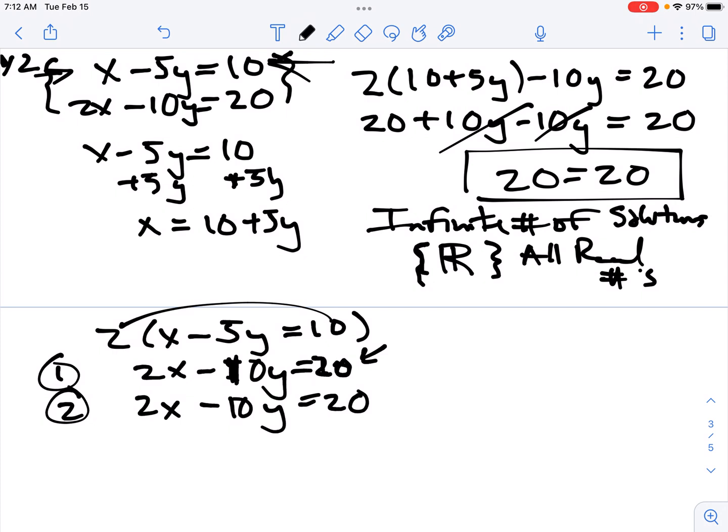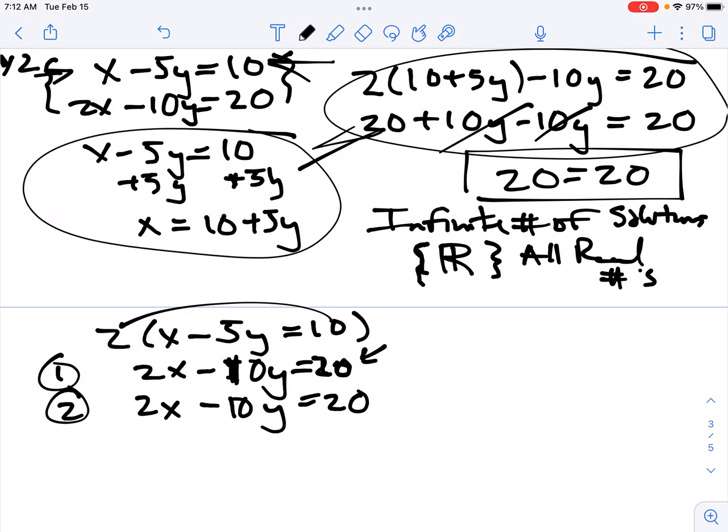So if they're exactly the same, then you have an identity, and when you have an identity, you know that's an infinite number of solutions. So again, if you recognize this before you do all of this work, then just stop and write your answer down. But make sure that they have to be exactly the same. Like a sign can't be different. Everything needs to be exactly the same. Otherwise, it does not work.